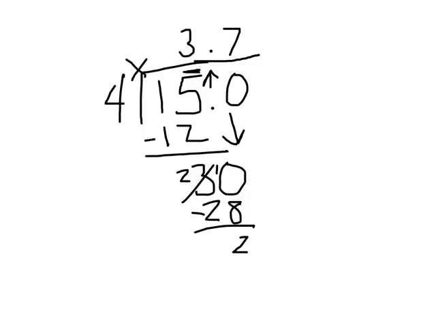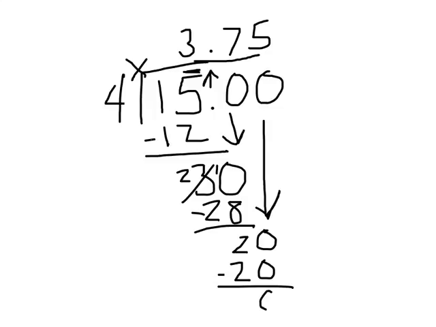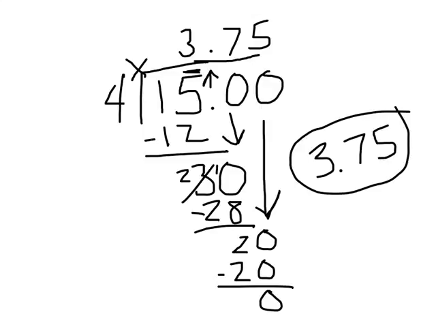I still have a remainder, so I'm not finished dividing. I can add another 0 because a 0 after the decimal doesn't change the value, and bring it down. Now I can divide in the hundredths place. How many times does 4 go into 20? 4 goes into 20 5 times. 5 times 4 is 20, with nothing left over. So when I divide 15 divided by 4, I get 3 and 75 hundredths. Remember, I can add zeros after the decimal in place of a remainder.